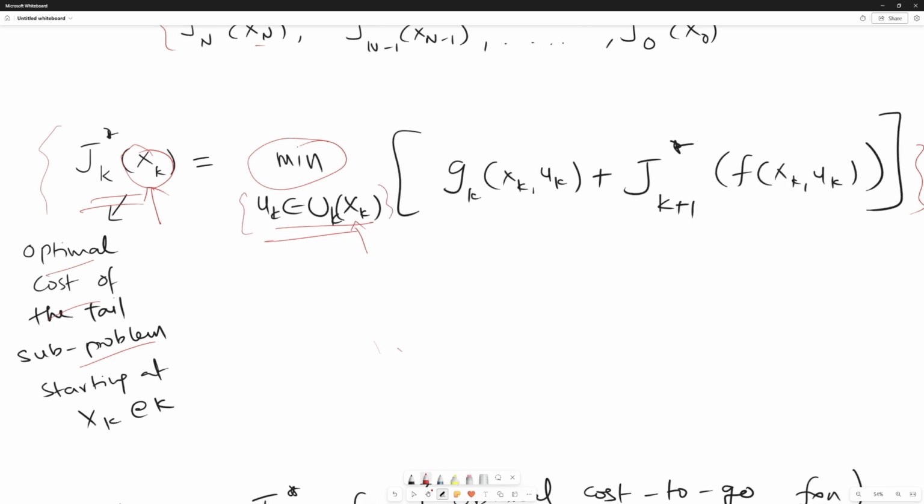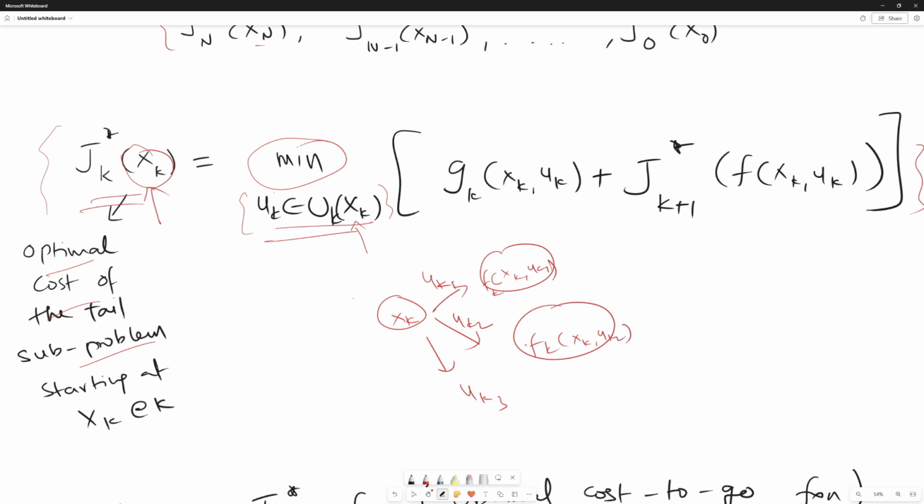So I'm at state xk. I can apply a set of controls. Let's suppose these are uk1, uk2, uk3, correct? And corresponding to each of these transitions, it would be f of k, xk, uk1. This is f of k, xk, uk2. These are the states, and so on and so forth. So this is the cost of this transition, going from xk and applying the control uk, in this case, let's say uk1.